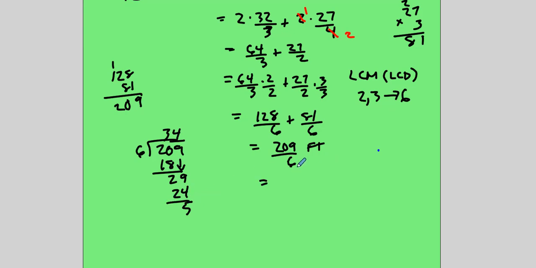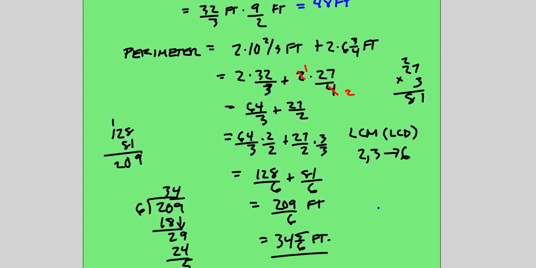So to write this as a mixed number, I have 34 whole number parts, and I have 5/6 fractional parts. So this is 34 and 5/6 feet. That's the perimeter. And again, the area was 48 square feet.